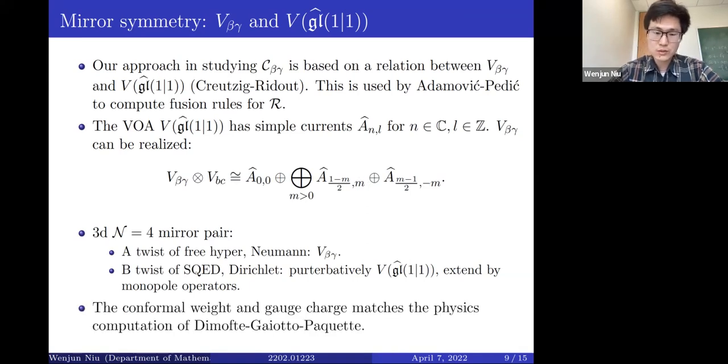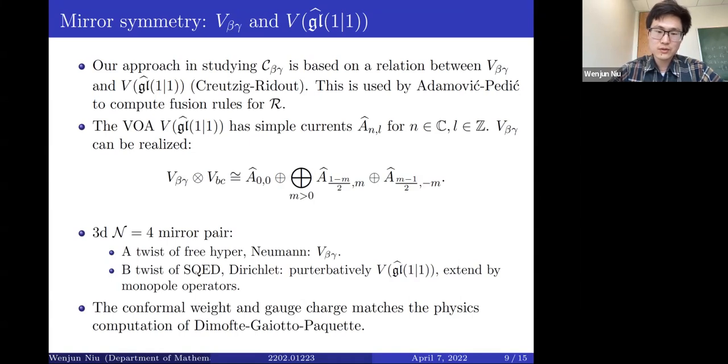And this really works well with the physics computation. So we computed the conformal weight and gauge charge of these extra fields in these currents, and we were able to show that they actually correspond to the physics computation of Dimofte, Gaiotto, and Paquette. I don't know if I pronounced it right. Sorry about that.